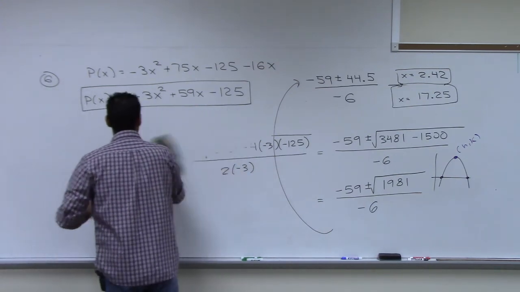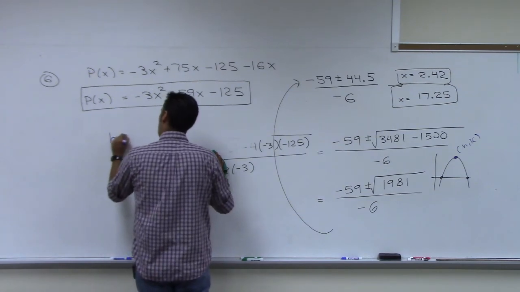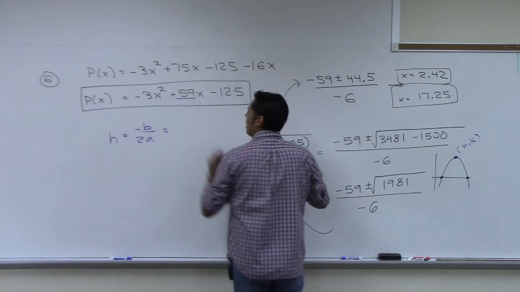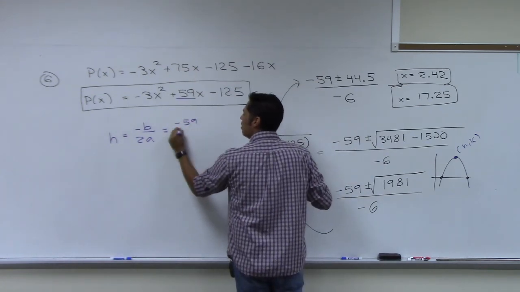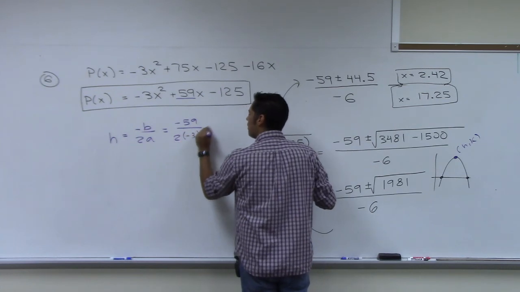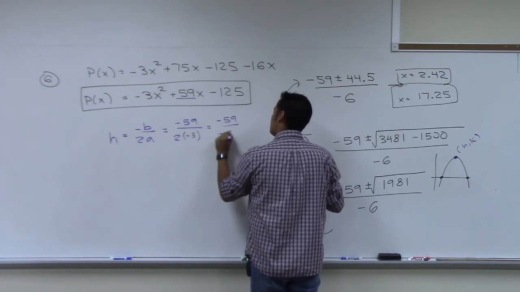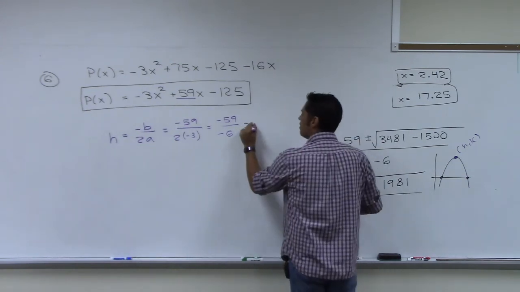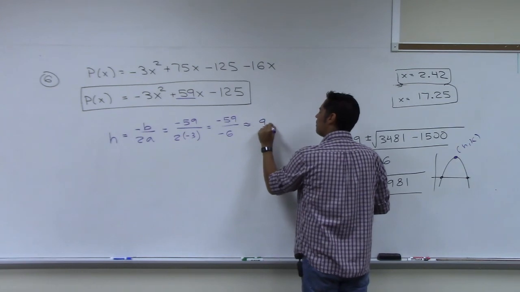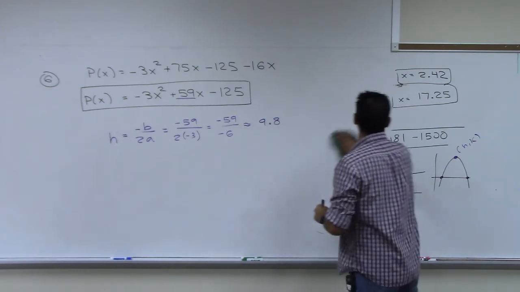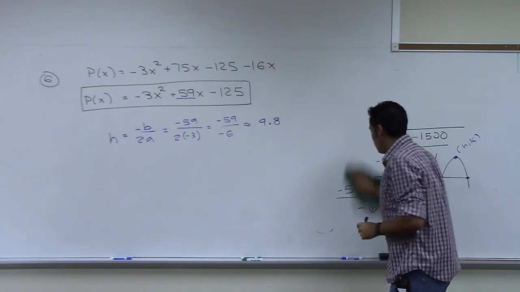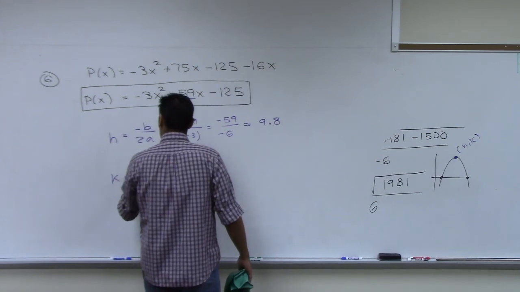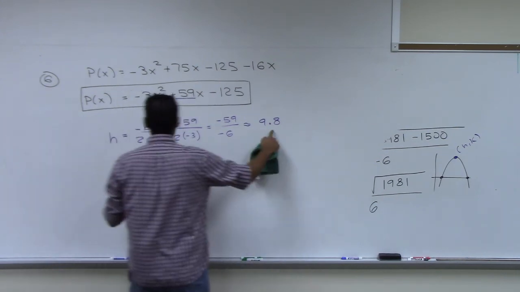So what's the formula to find H? Negative b over 2a. So for us, b is 59, right? So this can be negative 59 over 2 times negative 3, which is negative 59 over negative 6. And we're going to get a decimal. What is that? Approximately what? 9.8? Okay. That's H. How do we get K? You plug in that value into the function.